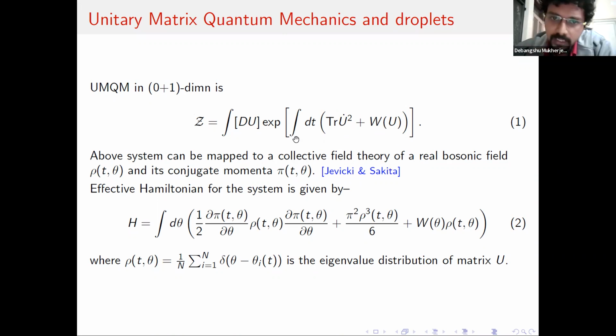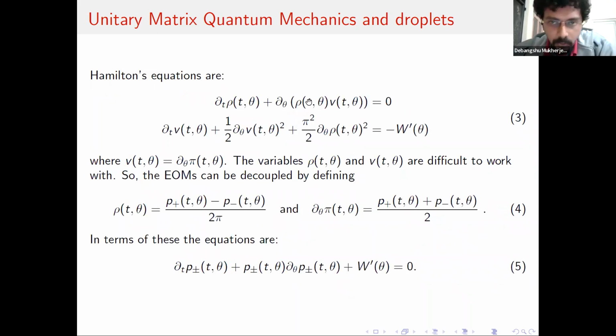Essentially, these collective field theories try to capture the essential dynamics of these matrix models in the large N limit. So the effective Hamiltonian for the system in the large N limit turns out to be of this form, where my dynamical variables are rho and pi. And this rho that you see here is precisely the eigenvalue density. It's nothing but a normalized sum over delta functions. Now, the equations of motion, that is Hamilton's equations that follow from the effective Hamiltonian which I just showed in the large N limit, are these two.